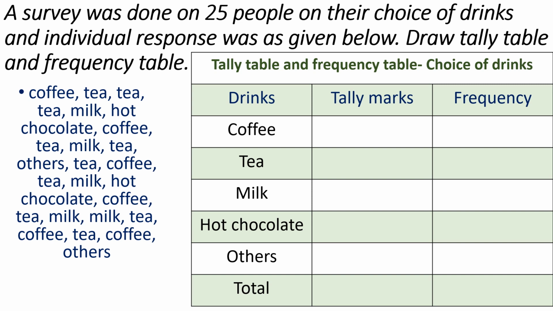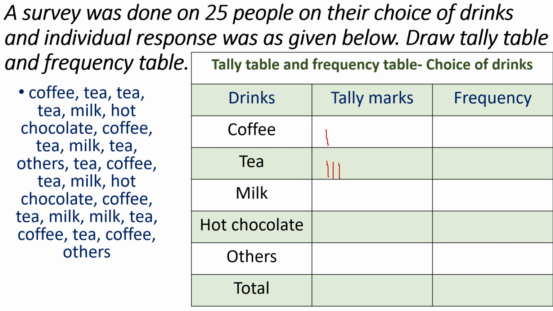For coffee, first response is coffee. So we will draw a tally mark in front of coffee. Then second response is tea. Now we will draw one tally mark in front of tea. Third response is also tea. So we will draw one tally mark in front of tea. Then again tea. It means we will draw one more tally mark in front of tea.